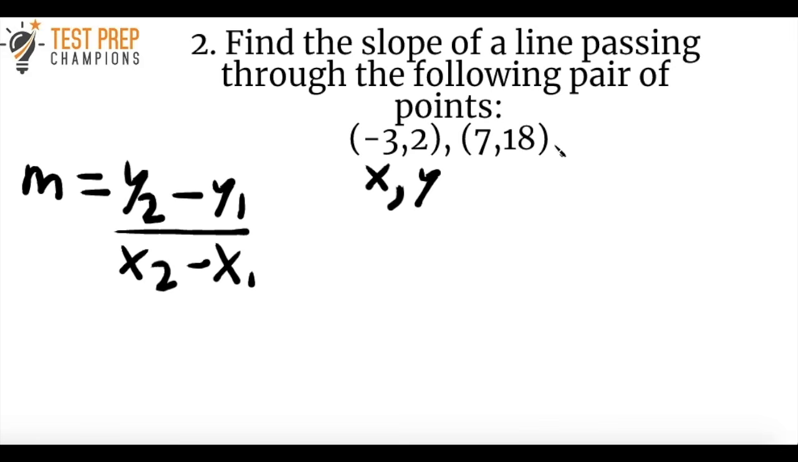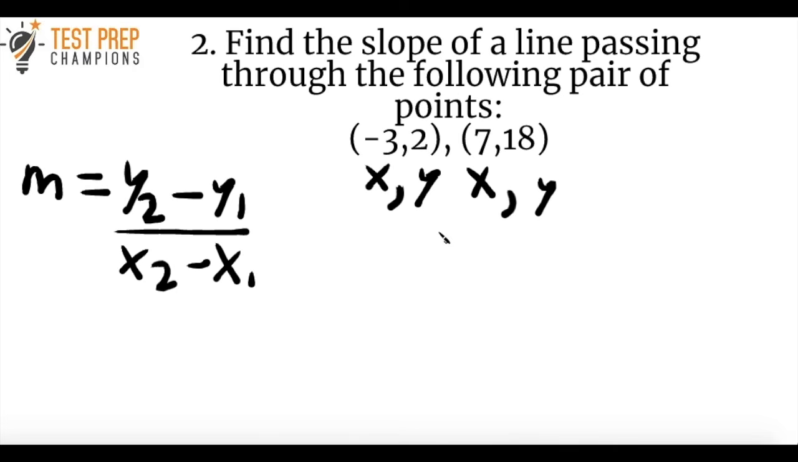All right, and now with this pair here, 7 and 18. So is 7 an x coordinate or is 7 a y coordinate? Well, again, the first number in a coordinate pair is always an x coordinate, and the second number is always a y coordinate. So that's pretty straightforward, hopefully.